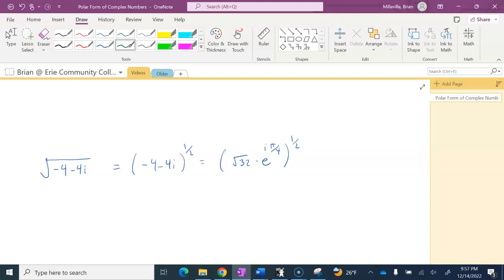And then the angle in this case, I actually had that written wrong. It's actually 3 pi over 4. This should not be pi over 4, just only in the exponent there. That should be 3 pi over 4. And then we're going to raise that to the 1/2 power.